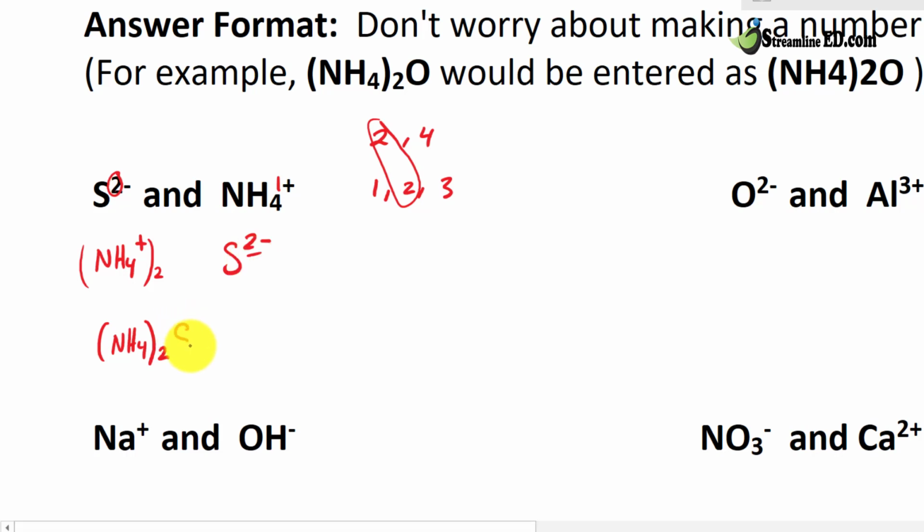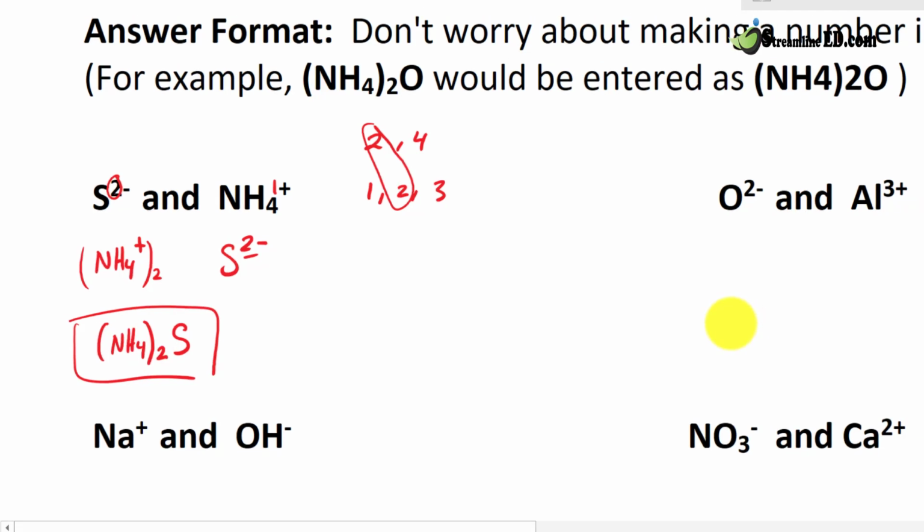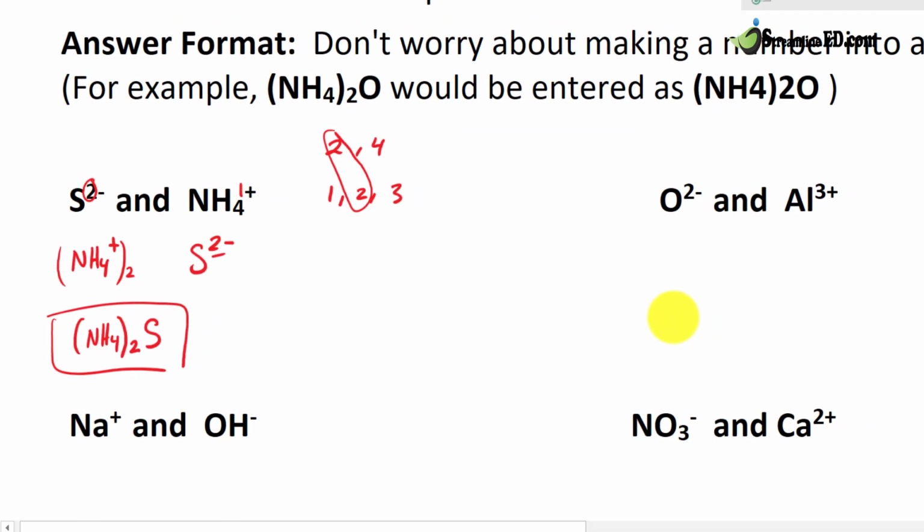So therefore, we just have S. And this is the compound that these 2 ions will make. And of course, if you are to type this on Streamline Ed, you just type this normally, okay? Just ignore trying to make the number a subscript or superscript.